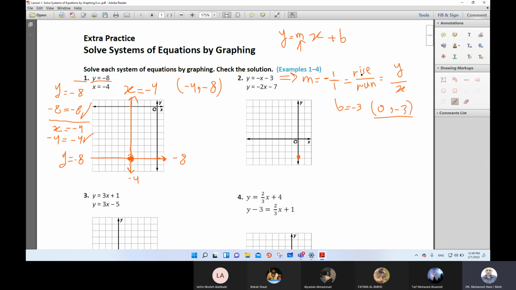Then you have the rise. The rise is negative, which means go down 1 unit. Then we have the run in x, which means go right 1 unit. So the second point will be here. Then connect the two points.